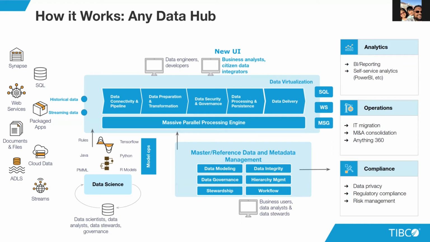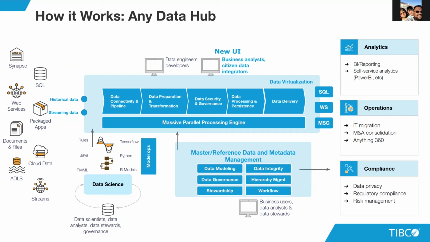And within the DV layer, you have the ability to connect, prep and transform, apply security and governance, create views, and ultimately scaffold data delivery to the right hand side. Now, when you couple those with the ability to manage your master and reference data with EBX at the bottom, you basically have an input pattern for governance, adjudication, and accuracy.